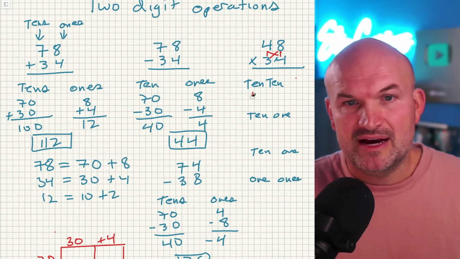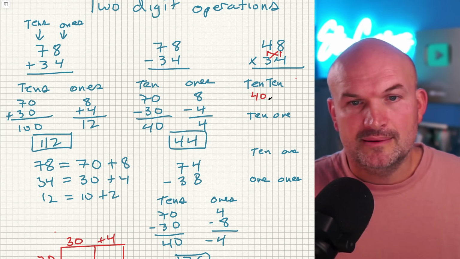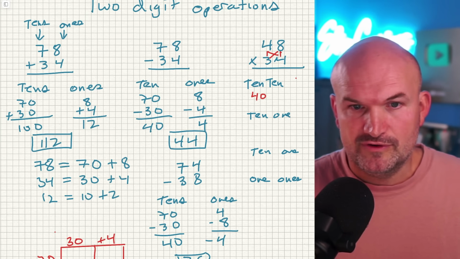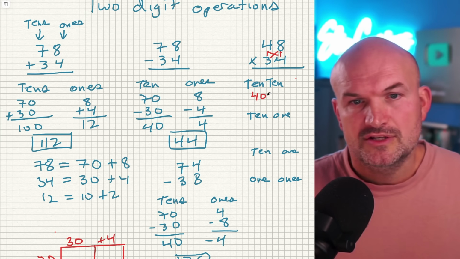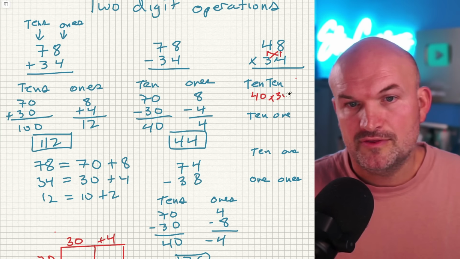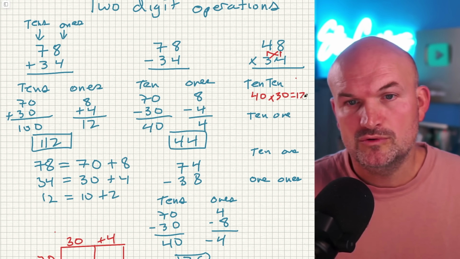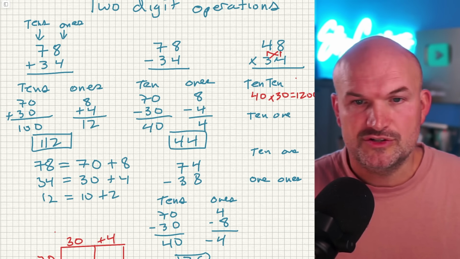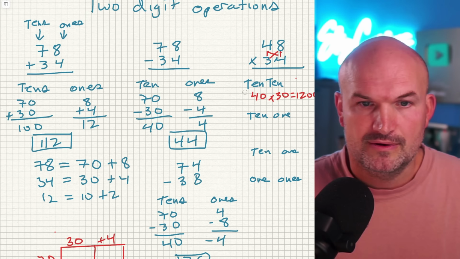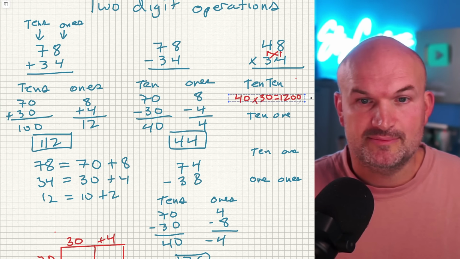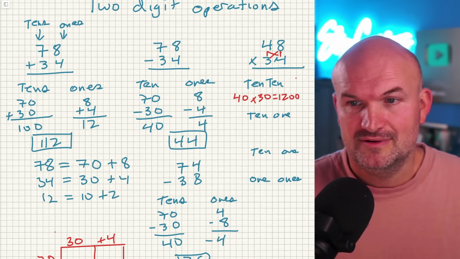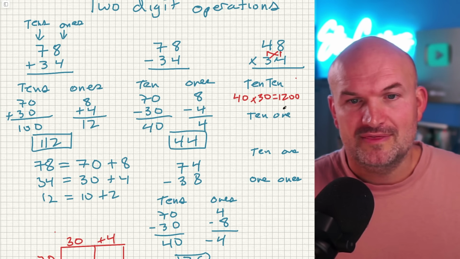I can do 10 times 10. That is going to be my 40. I guess I don't have enough vertical space. So I could do 40 times 30, which is equal to 1,200. Let's go ahead and move that over. That's probably the hardest one that I have. I'm just remembering there are 2 zeros. Then I have a 10 times 1.